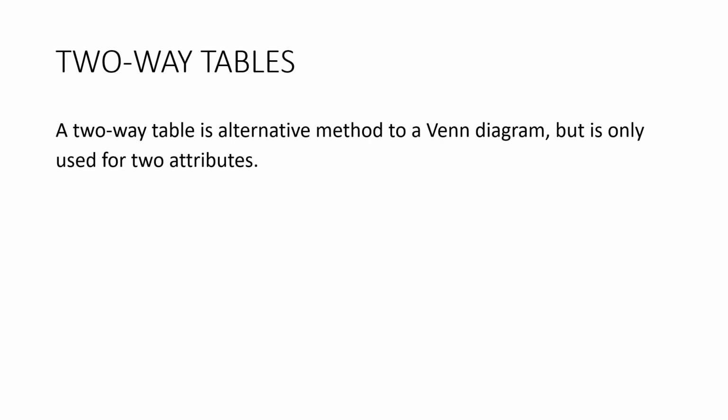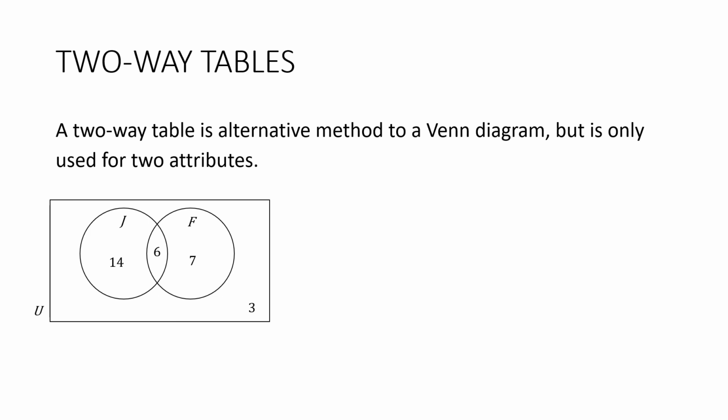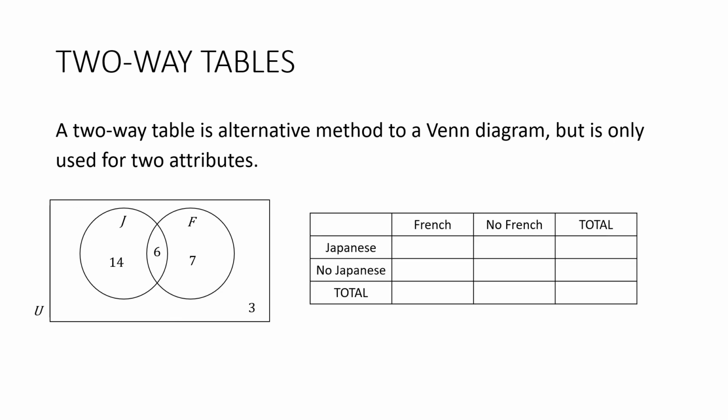And finally, a two-way table is an alternate method to a Venn diagram, but it's only ever used for two attributes. So let's return to our Venn diagram about the Japanese and French language students, and we're going to turn it into a two-way table. So we'll start with studying Japanese and French is 6 students. French but no Japanese is 7. No French and Japanese is 14. And no French and no Japanese must be 3. And then all we do is the totals.